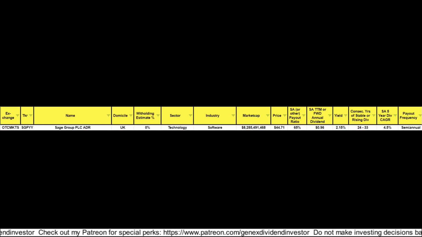Next, the second to last stock in my list is Sage Group ADR. They're a tech application software company that offers cloud software as a service products around accounting, HR, and a variety of other business functions. They are traded over-the-counter as ticker SGPYY and are headquartered in the UK, which means they don't withhold any of your dividends. They have a low 2.15% dividend yield, a mediocre 5-year dividend CAGR of 4.5%, a 65% payout ratio, and they pay out twice a year and have between 24 to 33 consecutive years of stable or rising dividends.